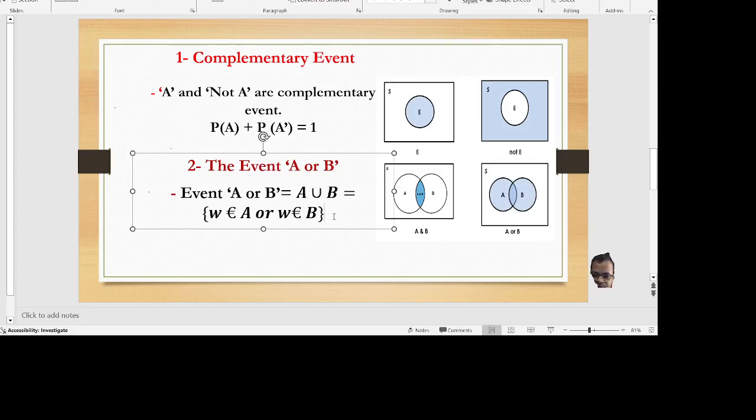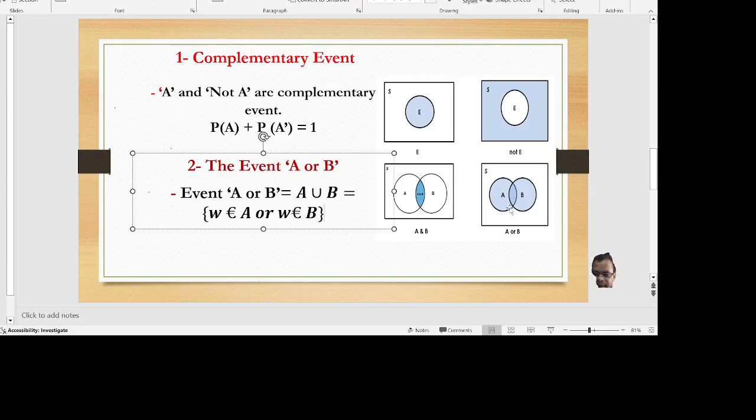A union B. When the question comes, the event A or B happening, you have to find out that both A and B are happening. You have to understand that. Event A or B is usually expressed as A union B equals W belongs to A or W belongs to B. W is the outcome or the event.